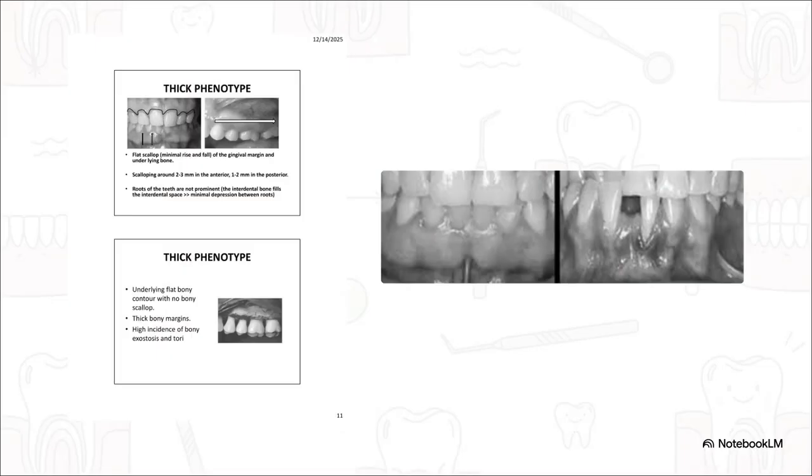Just look at the flat scallop and that really robust tissue of the thick biotype on the left. Notice how the roots aren't prominent? That's because the bone completely fills that interdental space. Now compare that to the clear tissue deficiencies on the right. You can literally see the vulnerability in the thin biotype. The roots are often super prominent, and honestly, that tissue is just begging to recede if traumatized.